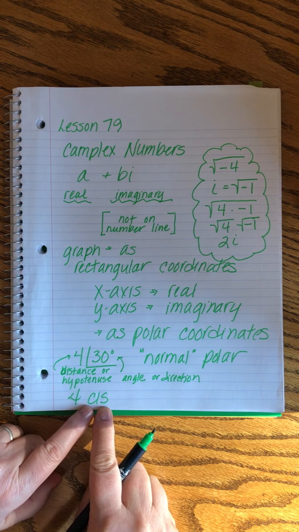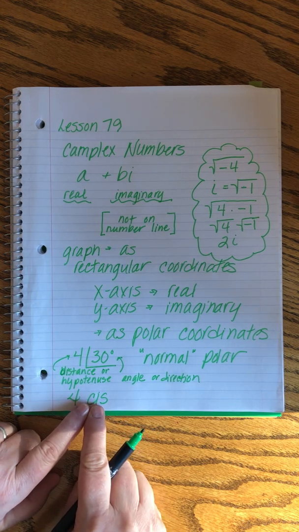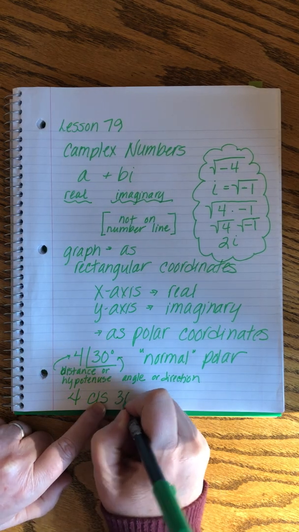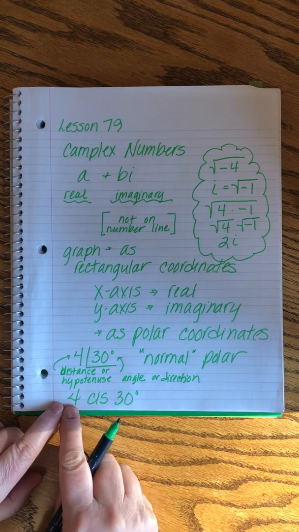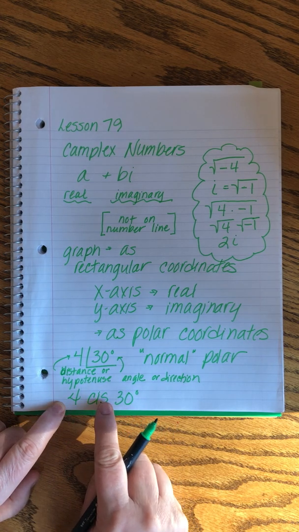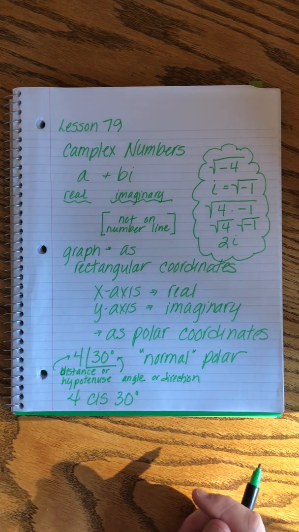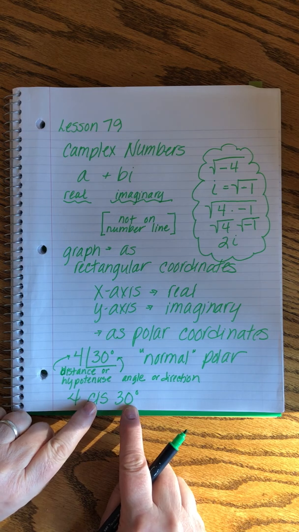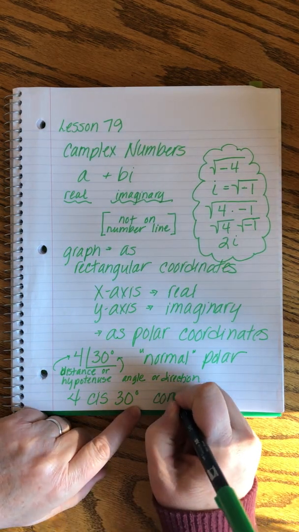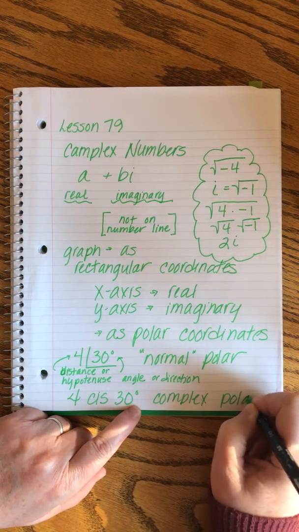It's not really a word, it's an abbreviation, right? It's for cosine plus I times the sine of, sorry, I didn't say that right. It's 4 times the cosine of 30 degrees plus I times the sine of 30 degrees. We'll practice doing that in a minute so it'll be clear. This is how we write complex numbers in polar form.